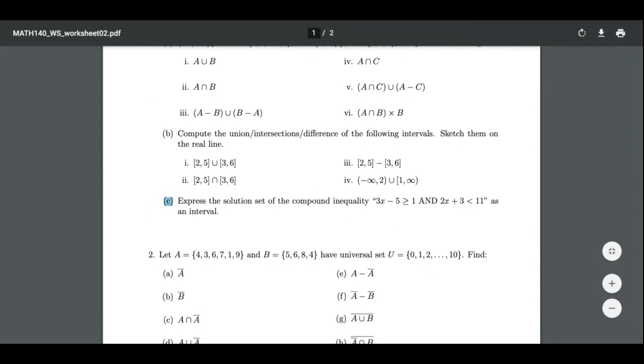I'm kind of confused how to do this one. Okay, Maria, would you like to help her? Sure. What I did first was solve the first part: 3x minus 5 is greater than or equal to 1. Did you do that yet? Yeah. Then I got x is greater than 2, and the second part is 2x plus 3 is greater than 11, and I solved that. Did you solve that? No, I didn't do that part yet.